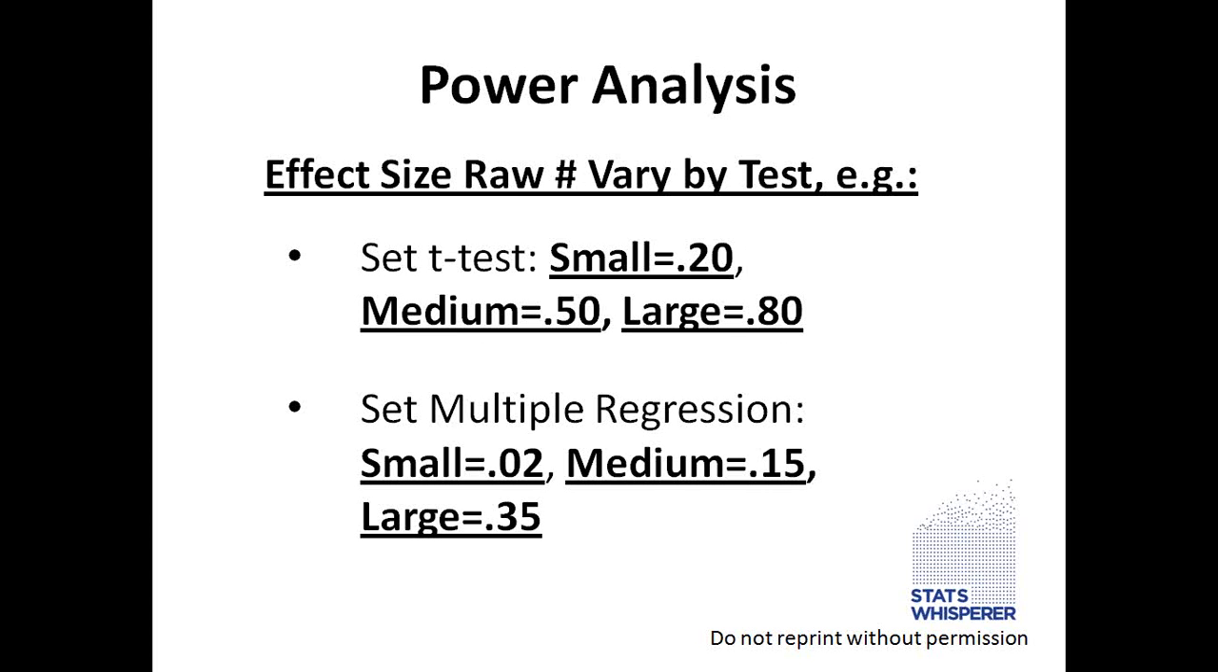Now, this is important. The effect size, raw number, conceptually it's the same. It's small, medium, and large, but the raw number varies from test to test many times. For example, in a t-test, a small effect is 0.2, a medium is 0.5, and a large is 0.8. And in multiple regression, a small is 0.02, a medium is 0.15, and a large is 0.35.